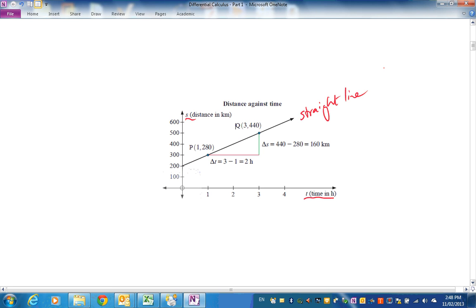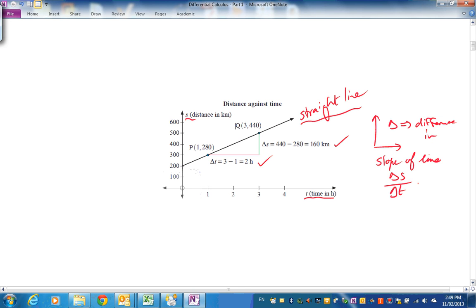Now, if the plot of distance against time is a straight line, can you see what they've got here? Delta S on delta T. Remember, delta implies difference in. So we're looking at the difference in the S's, that's displacement, with the difference in the time. So that's the slope of that line. And delta S on delta T is going to give us a velocity. And what have we got here? 160 on 2, it's going to be 80 kilometres per hour.